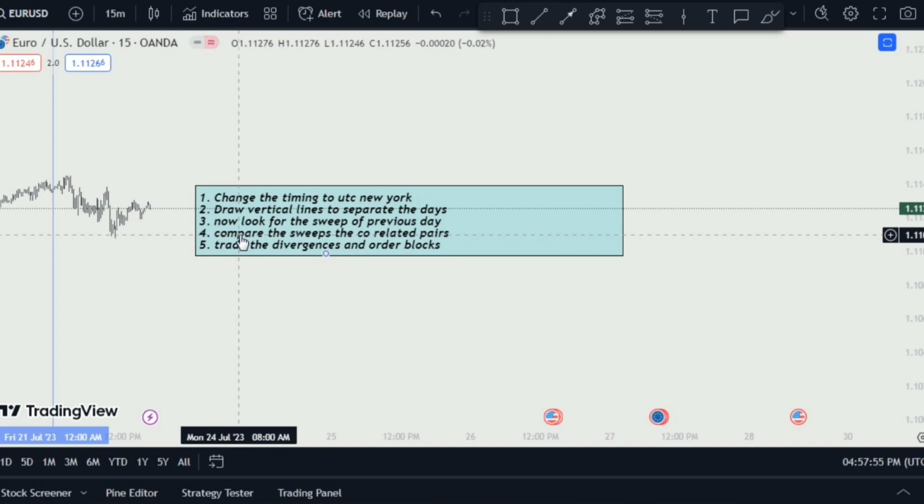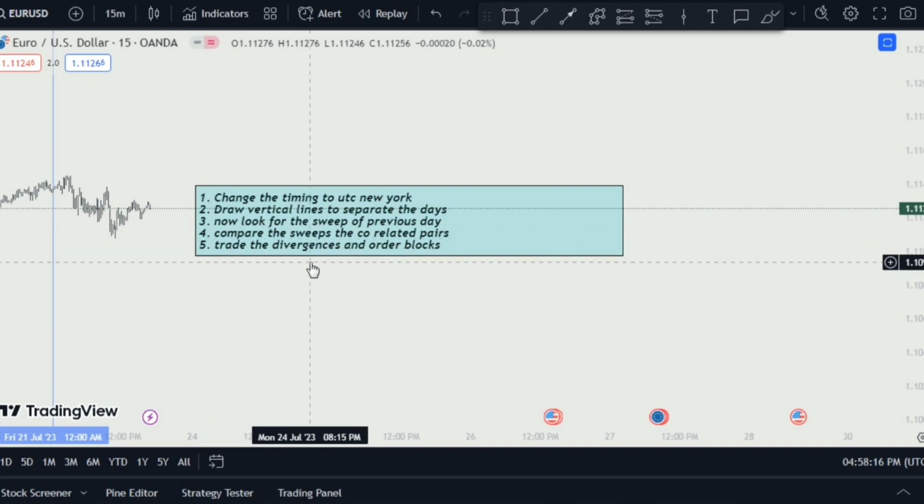What is correlated pairs? Like in trading, if you are trading Forex, you might have noticed that if euro goes up, GBP also goes up. And in crypto, if Bitcoin goes up, Ethereum also goes up. Similarly, in indices, if Nasdaq goes up, ES also goes up. So these are some correlated pairs.